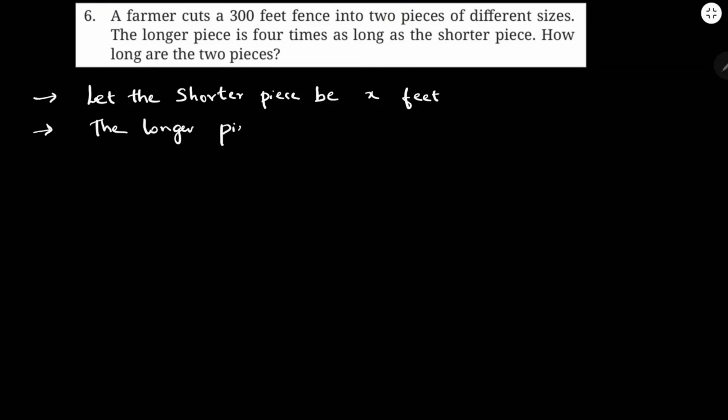So here, let the shorter piece be, since there are two pieces, let the shorter piece be x feet. Then the longer piece will be 4x.